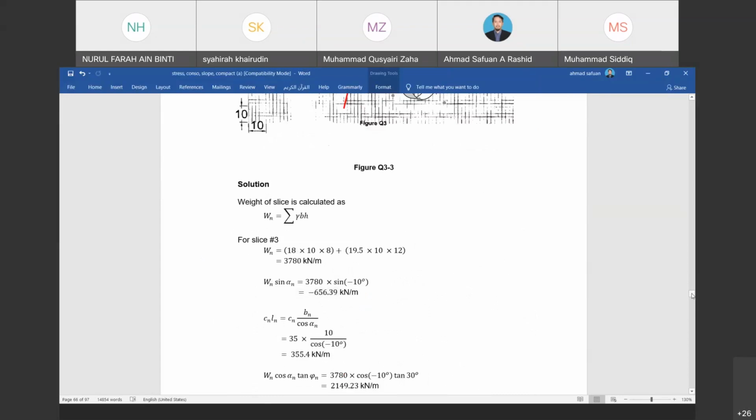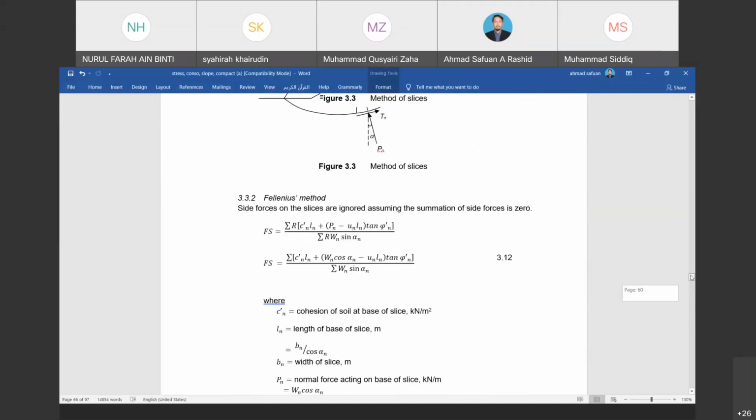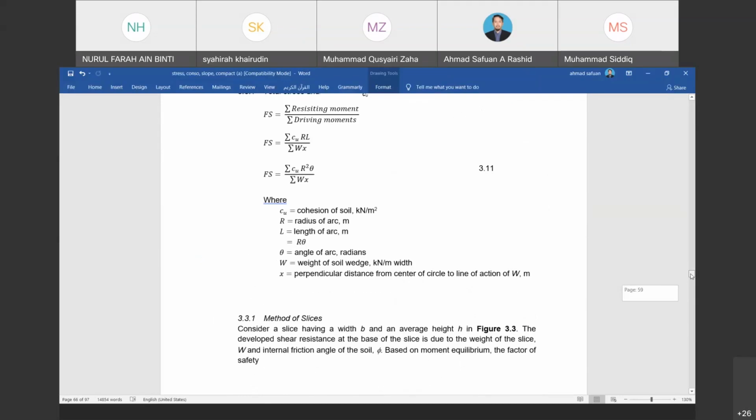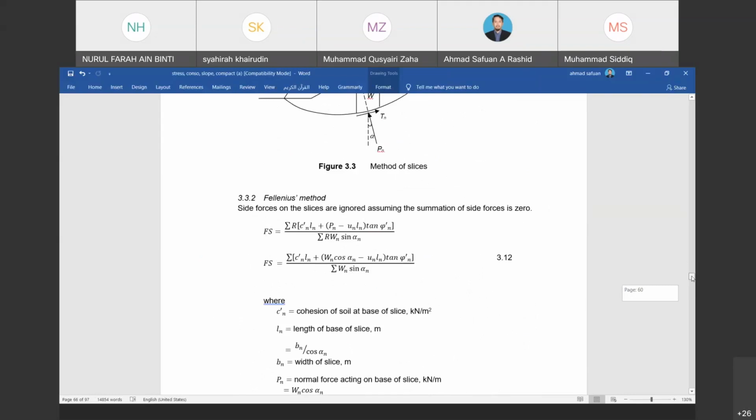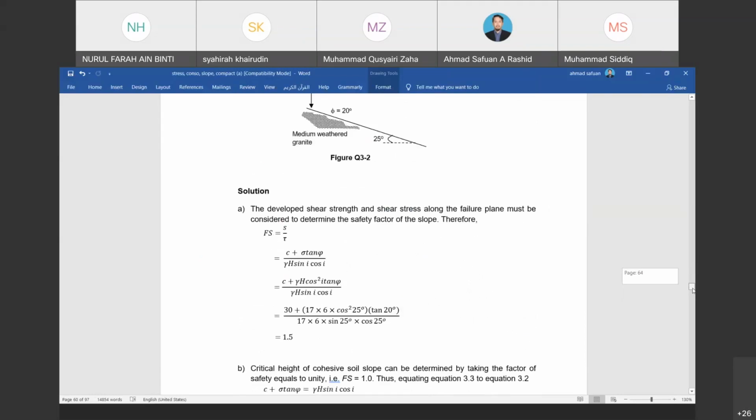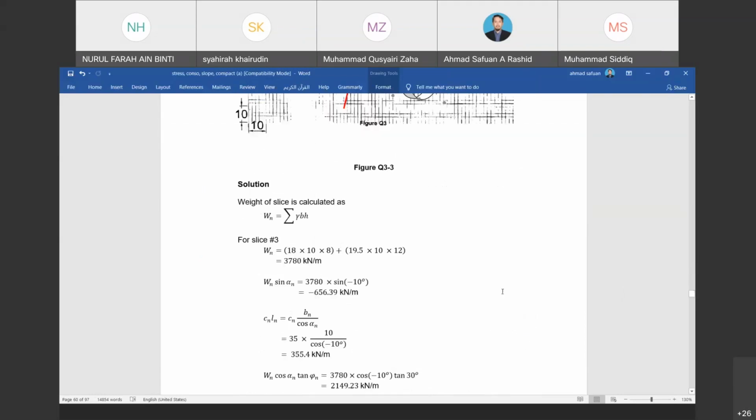Betul tak? Okay, kan nampak dia selesaikan sub-equation number 3 first, which is the driving moment. Tetapi dia dapatkan dulu nilai W. Get the W value first. It is very straightforward.